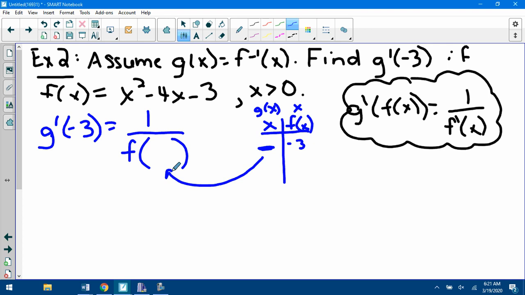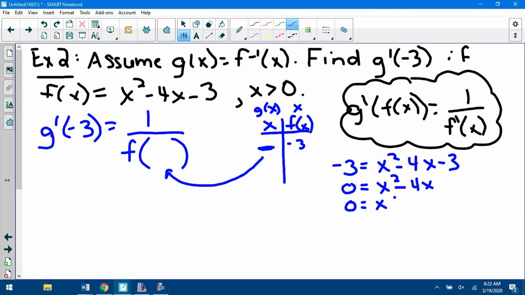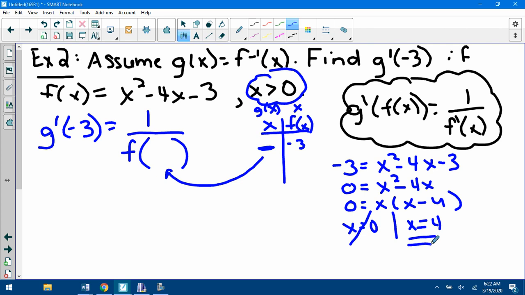Okay, so off to the side, how can I do that? I can set negative 3 equal to x squared minus 4x minus 3. If I solve that, adding the 3 over, I get 0 equals x squared minus 4x. Pull an x out. I get x equals 0, x equals 4. I've got two answers. What do I do with that? Well, we look at this handy little thing up here. It says my x value is supposed to be greater than 0, so it's not that one. It's this one. So 4 is the x value that went with negative 3.